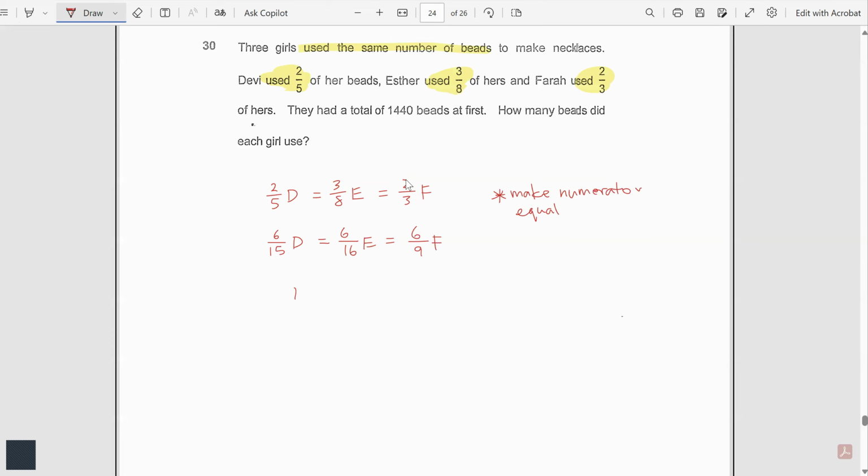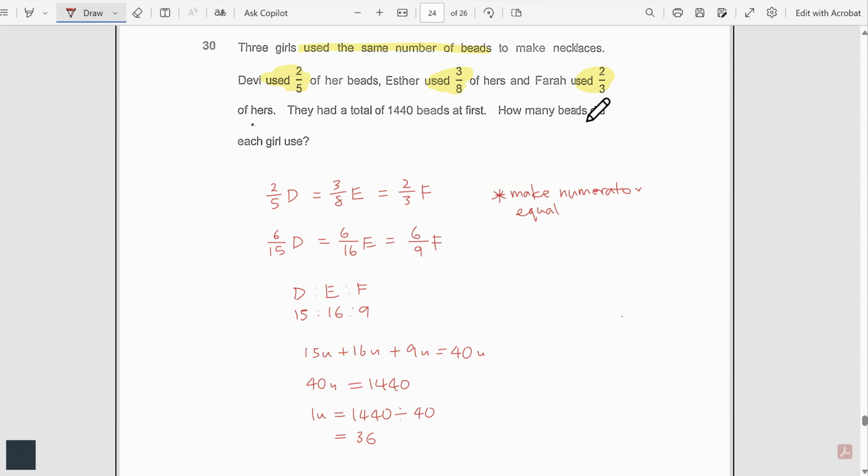But what they have at first will be in the ratio following the denominator. So Devi has a total of 15 units. Esther has a total of 16 units. Farah, 9 units. The question said that they had a total of 1440. So you add them up, 15 units, 16 units, and 9 units. That will be 40 units, which means that 40 units is the total, 1440. Then we find 1 unit, so 1440 divided by 40. That will be 36.